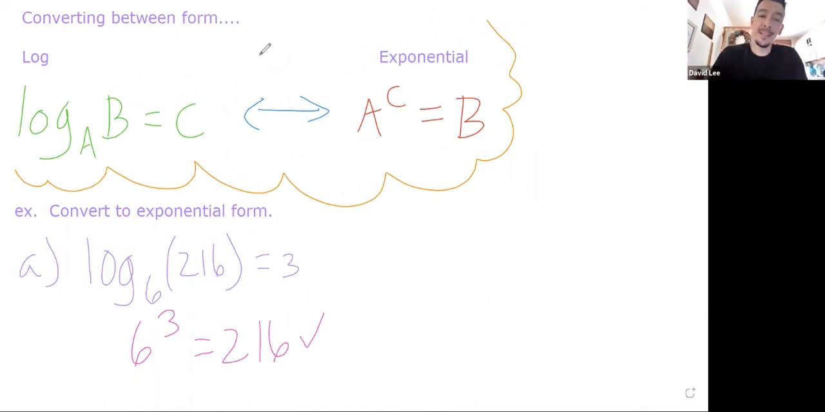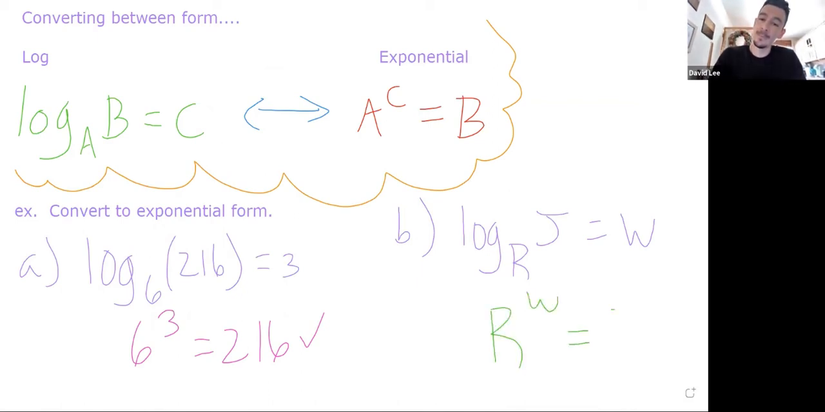Right? What if it said this for part B? What if it said log base R of J equals W? What would that look like if you were to convert this into exponential form? It would go R to the power of W equals J. What if instead it said W plus 1? Well, that would have just been W plus 1 up there as the exponent. You see that? So this is how you convert from log form to exponential form.